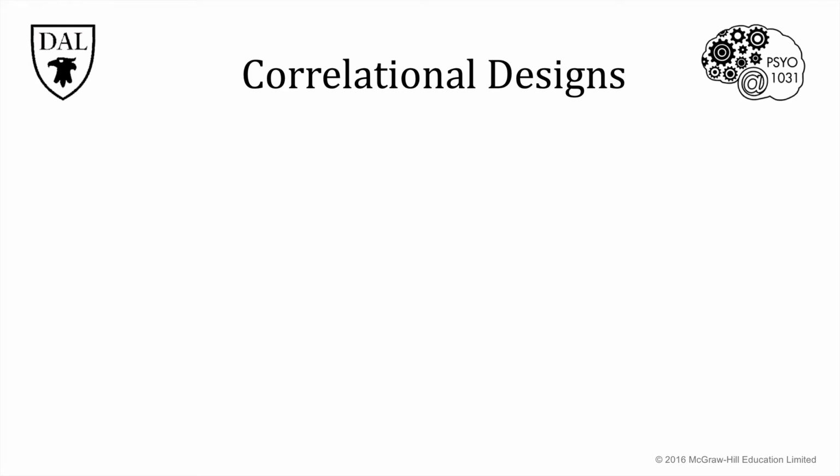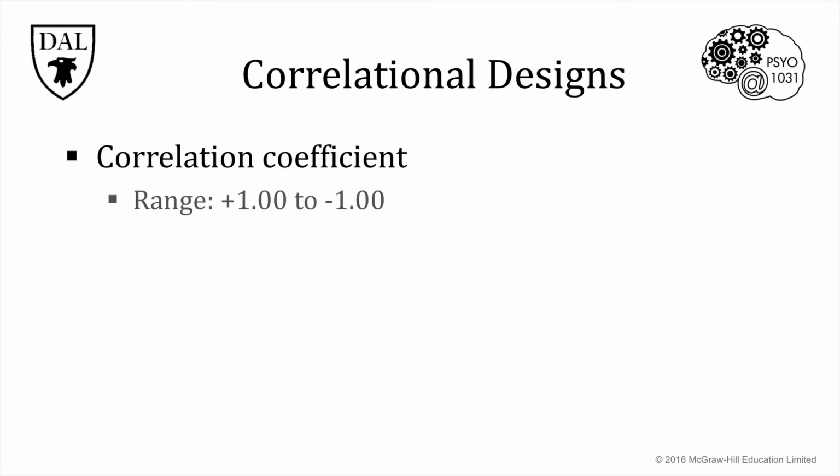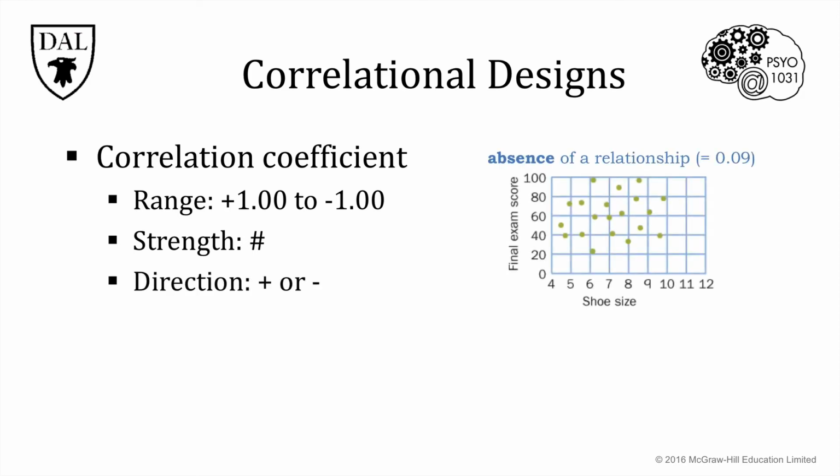As mentioned earlier, correlational designs seek to understand how variables are related to each other. This relationship is often expressed as a correlation coefficient, which is a number that ranges between +1 and -1. The number itself represents the strength of that relationship. So, for example, a correlation coefficient of 0.8 would be a strong relationship, whereas a correlation coefficient of 0.2 would be much weaker.